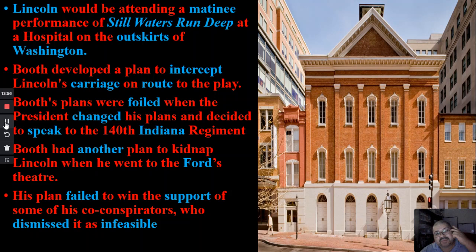So his conspirators are like, Booth, this is a stupid plan. That's not gonna work. We're gonna get caught. And let's say we somehow manage to get through and we ride away, people are gonna see us. So it doesn't really help. Maybe come back with another plan.